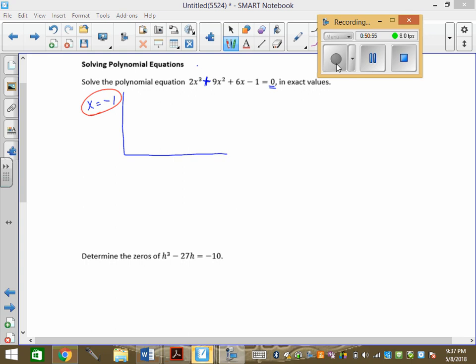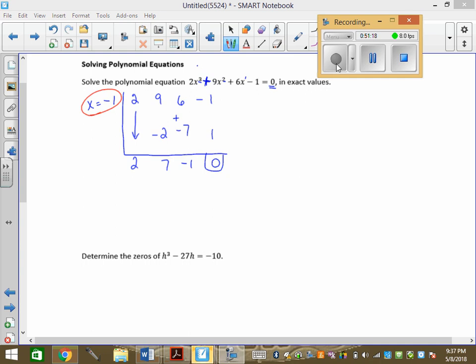So we're going to put in our coefficients. Can we count down? 3, 2, 1, 0. We can. So we get 2, 9, 6, -1. Drop the 2. 2 times -1 is -2. Add it is 7. -1 plus 7 is -7. Add it is -1. And -1 is +1. And we get 0 and we're happy.